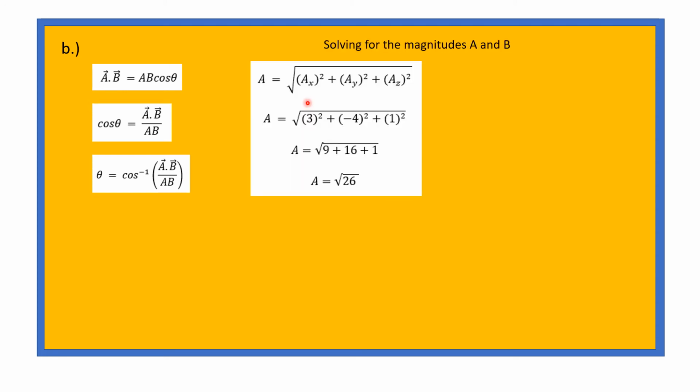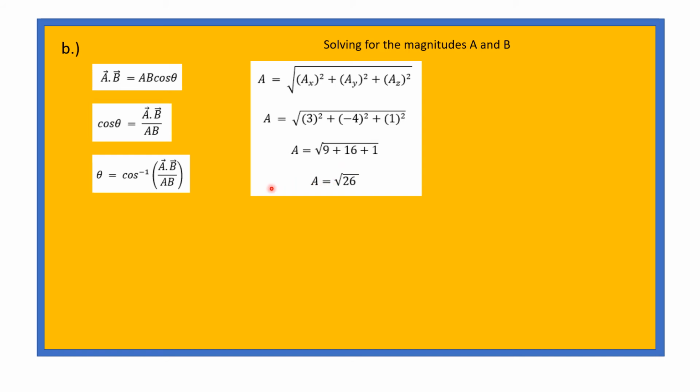A dot B is given, it is equal to 14, while A is equal to the square root of ax squared plus ay squared plus az squared. So remember, ax is 3, ay is minus 4, plus 1, and then squared. So we have 9 plus 16 plus 1 gives us square root of 26.